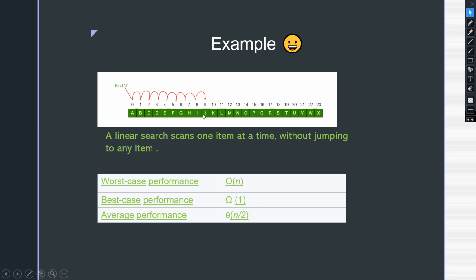If we try to find the j, which is at index 9, then it gives the average case scenario, and in this average case, theta is n by 2, which means theta of n, since we neglect the constant in n by 2. And the worst case scenario means if we try to find the x, which is at last index 23, then we get big O of n, which is order of n.